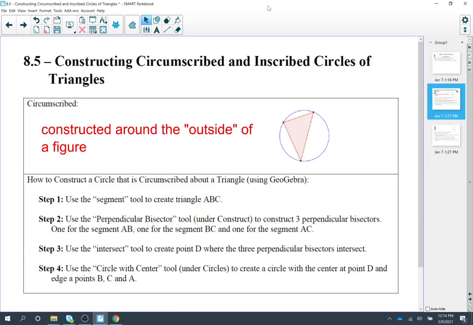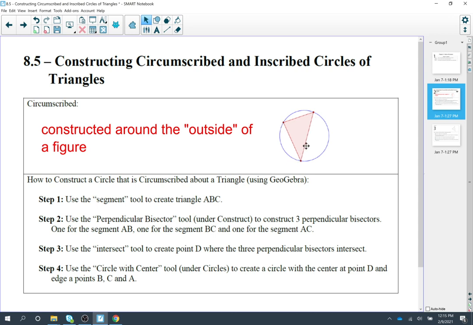8.5, constructing circumscribed and inscribed circles of triangles. We're first going to start with circumscribed. Circumscribed is when you construct it around the outside of a figure. So if you look at our figure over here, we're dealing with the triangle. And we're going to use triangles. You could also do this with quadrilaterals or pentagons or anything like that.